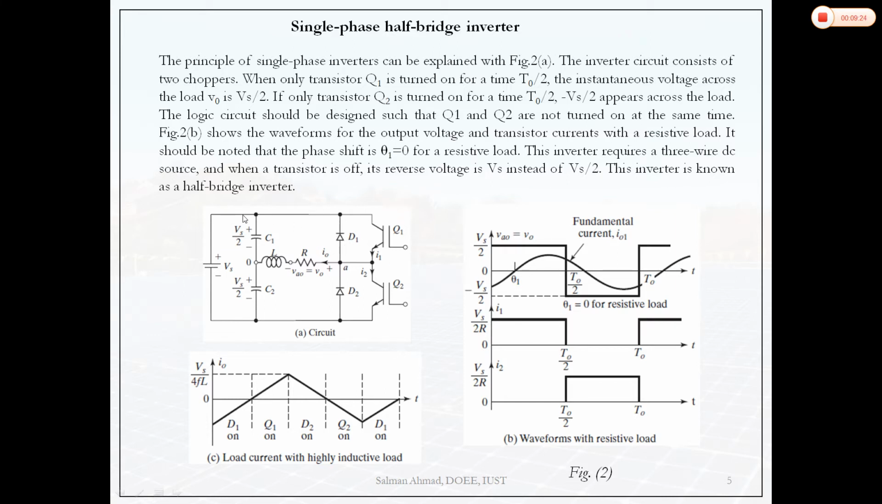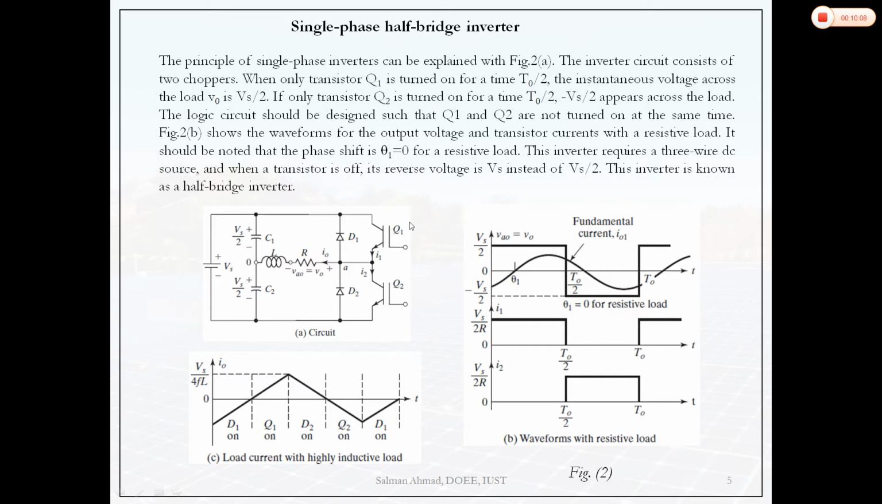We have a single phase supply that is bifurcated into two halves with the help of capacitors C1 and C2. Here we have supply Vs by 2, here again Vs by 2, and this is the 0 point. We have an RL load, with resistance and inductance, connected from this point to this point. In this circuit, we turn on this transistor. The switch can be a transistor, a MOSFET or an IGBT; any controllable switch can be used here.